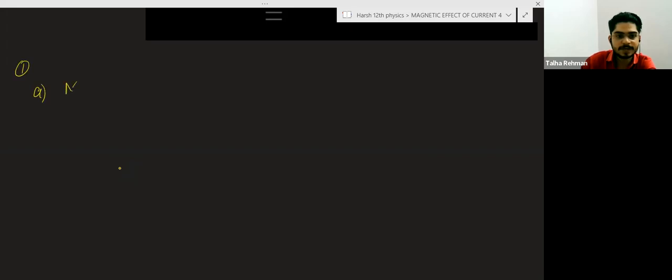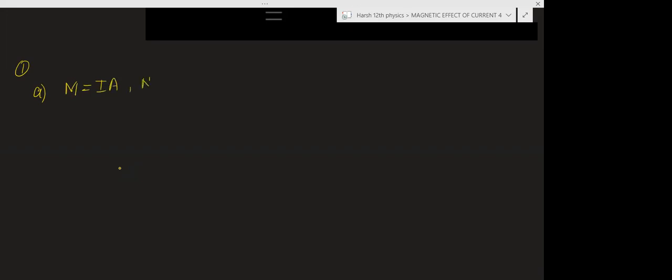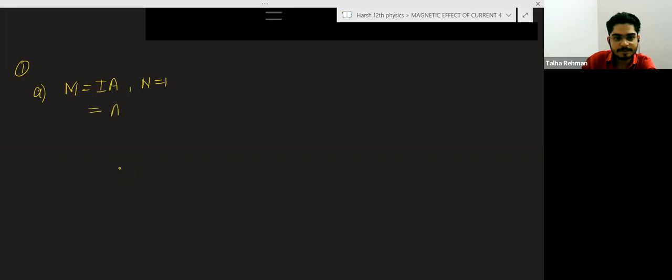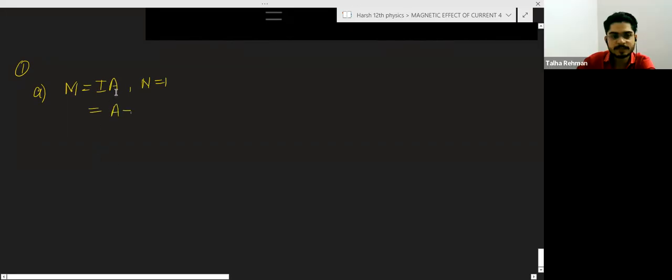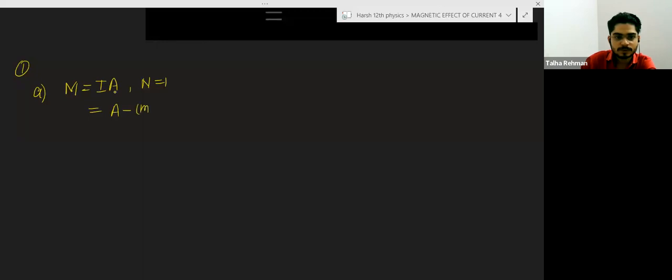Option A. Magnetic moment is given by current into area, if n is equal to 1. So what is the unit of current? Ampere. And the unit of area is meter square. So the first option is ampere meter square. So this option is not correct.